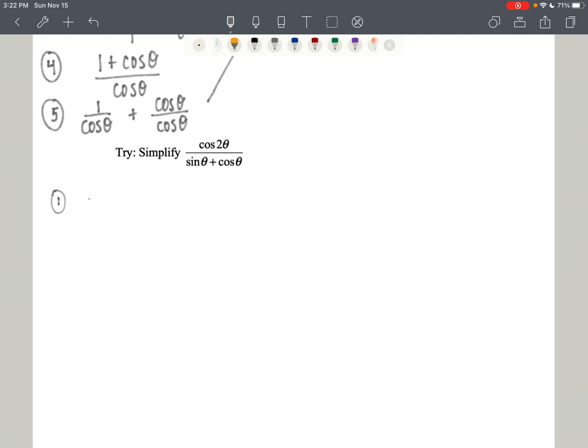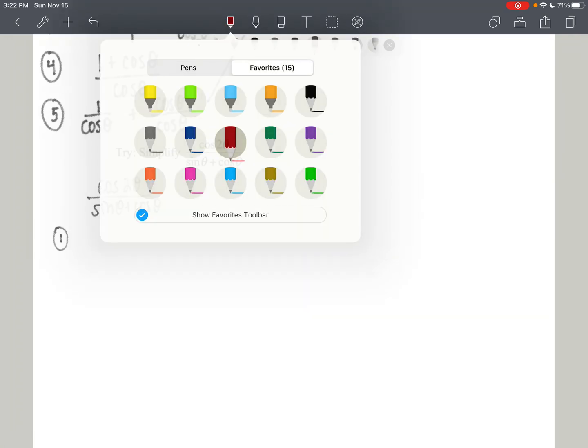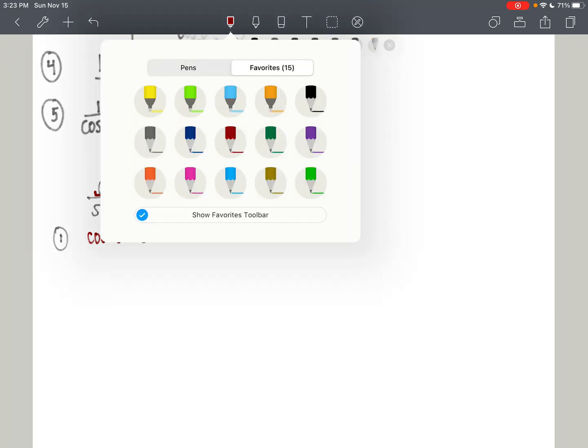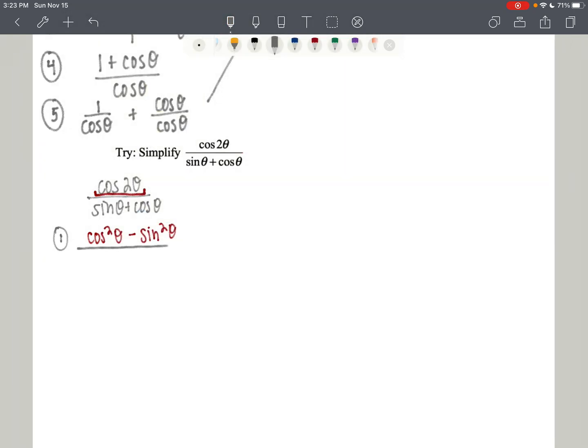Okay, first step, cosine of 2 theta. Let me rewrite this. Cosine of 2 theta over sine of theta plus cosine of theta. So we're going to rewrite cosine of 2 theta to be cosine squared. I like sine squared, but it's cosine squared. Cosine squared of theta minus sine squared of theta. This one we don't really have a choice. We can't just write it in any order when it's subtraction. Over sine of theta plus cosine of theta.